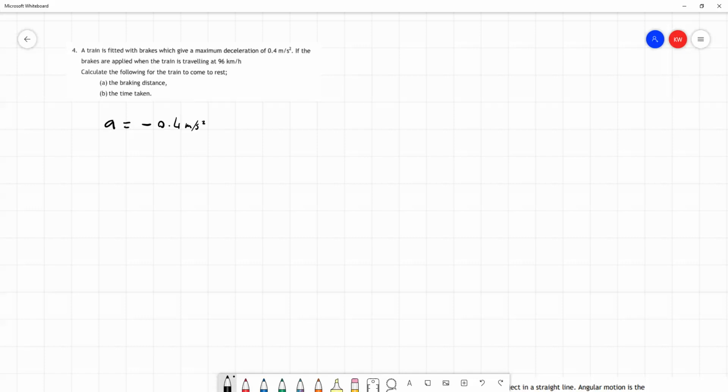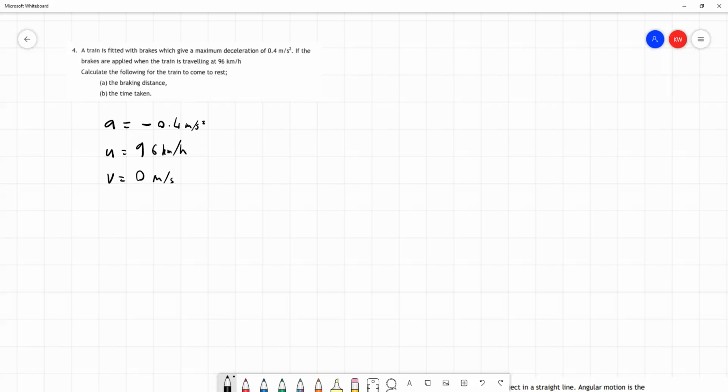We're told that at the point the brakes are applied, the train has a velocity of 96 kilometers per hour. So that's going to be our initial velocity. And we're told the train is going to come to rest, so V is going to be 0. We could write that as kilometers per hour, but since we'll be converting to meters per second, we'll write it as meters per second.